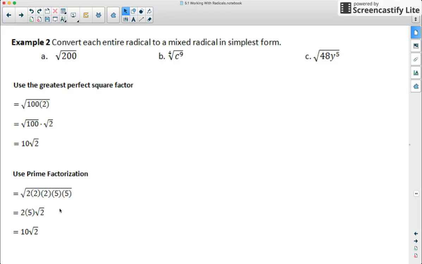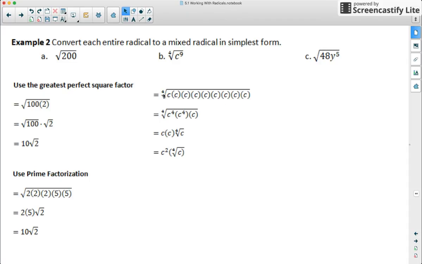To the outside. Then we have 2 groups of 5. So we move a 5 to the outside, and we end up with the same answer of 10 root 2. For the second question, we want to convert all of these c's. We want to rewrite it as c to the power of 9. Okay, we've just rewritten it in the expanded form.